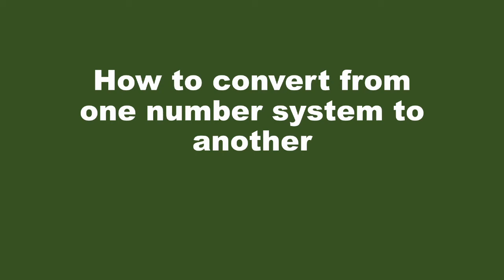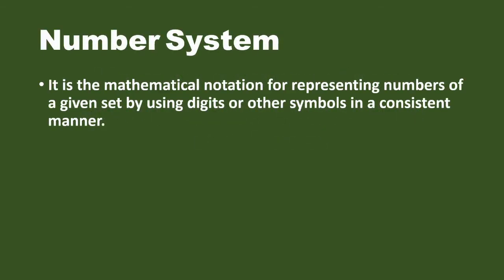Okay, today we will learn how to convert from one number system to another. A number system is a mathematical notation to represent numbers of a given set. And this set is using unique digits or other symbols in a consistent manner. Let's look at some examples of number systems.